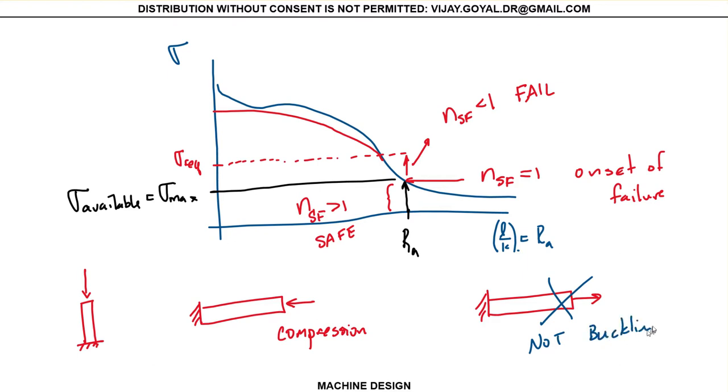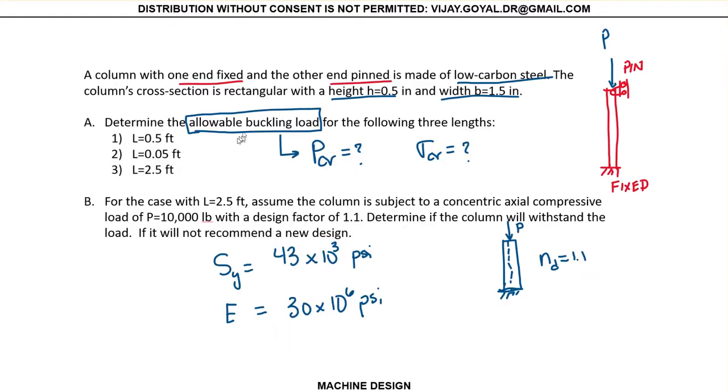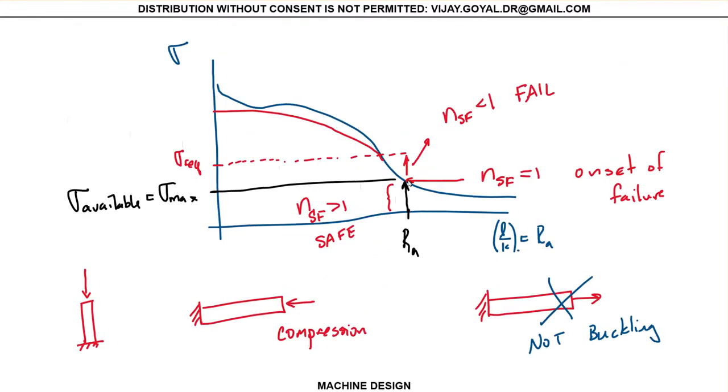This is not buckling. Has nothing to do with buckling. Okay? So what we are trying to do in the first part of the problem is we want to identify, for the given problem, for each one of these lengths, what is the allowable buckling load? How much is the maximum this can possibly have?